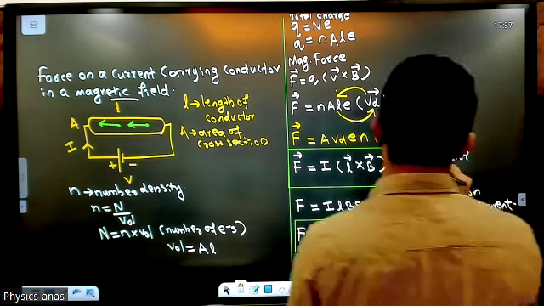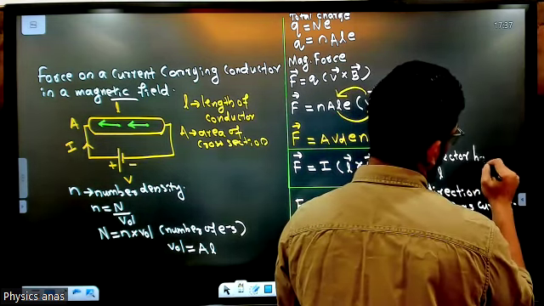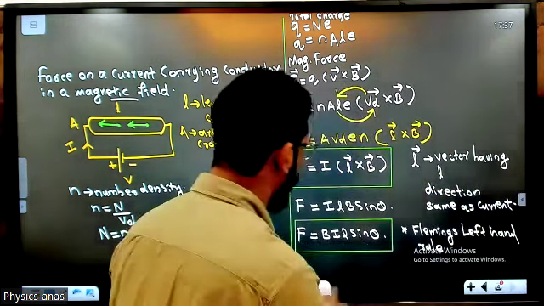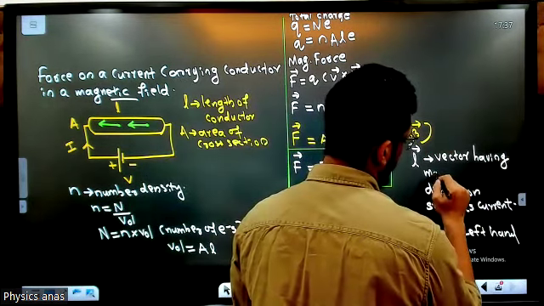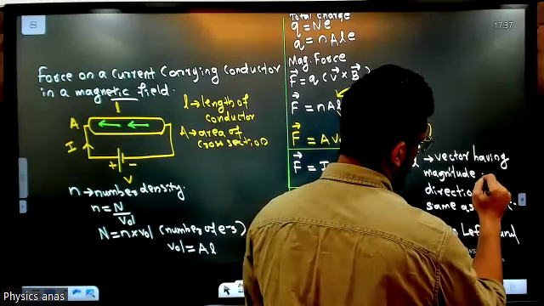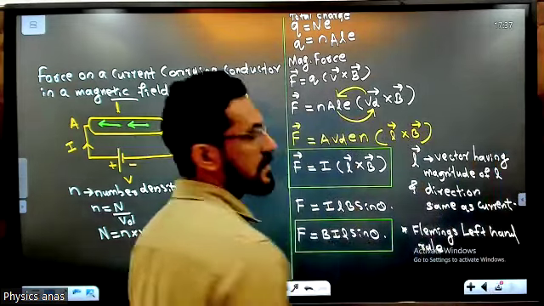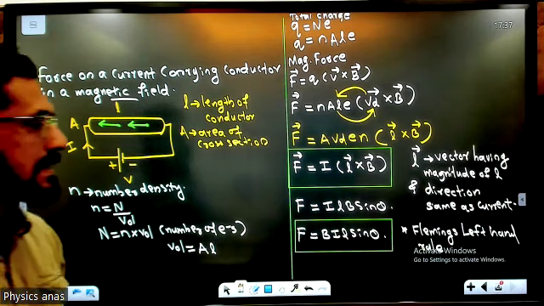Okay, what is L then? L is a vector having magnitude of length and direction same as current. Show the interchange also.